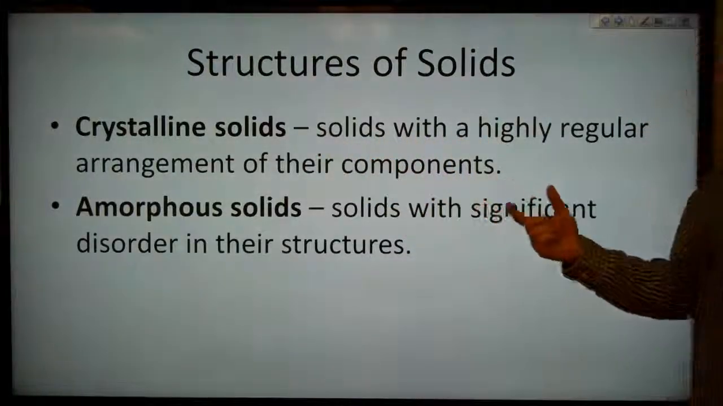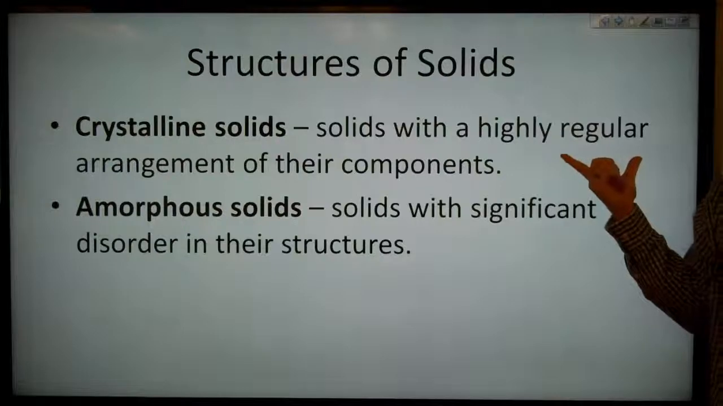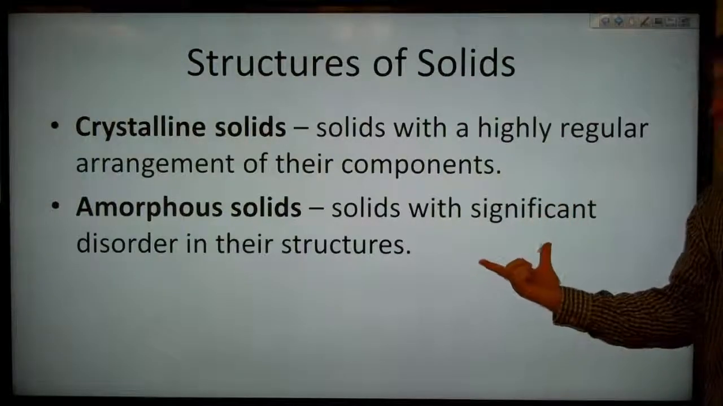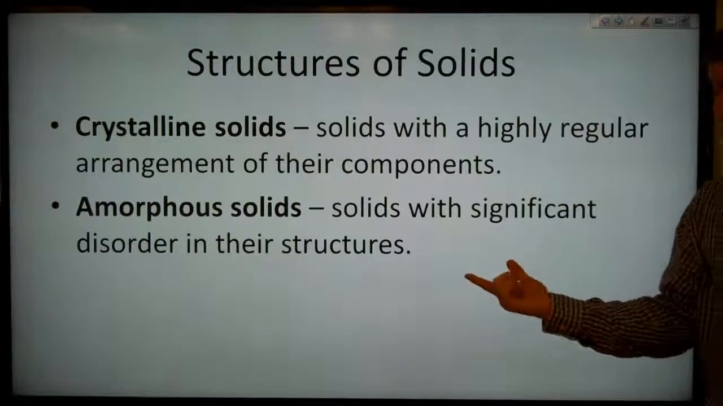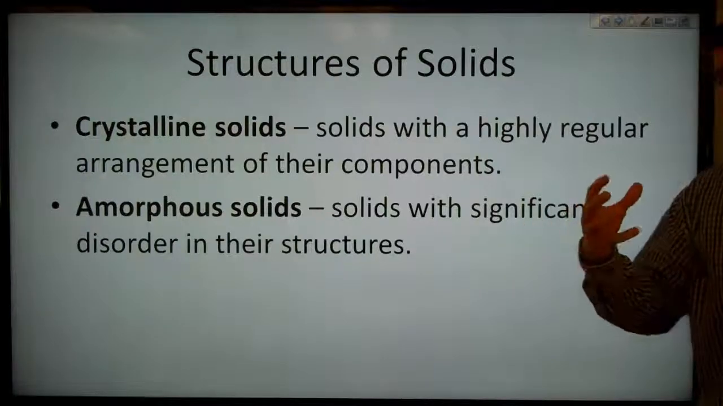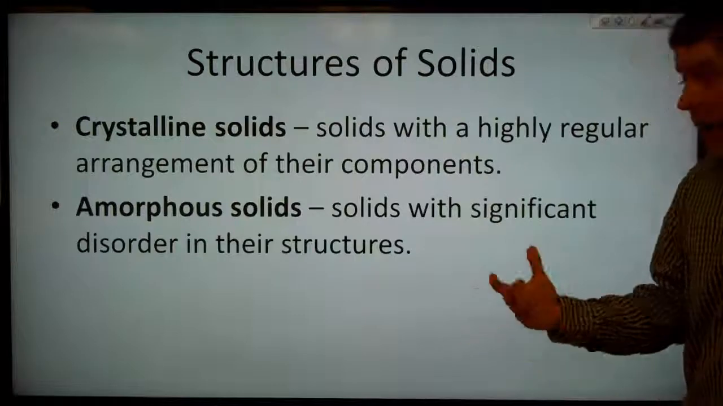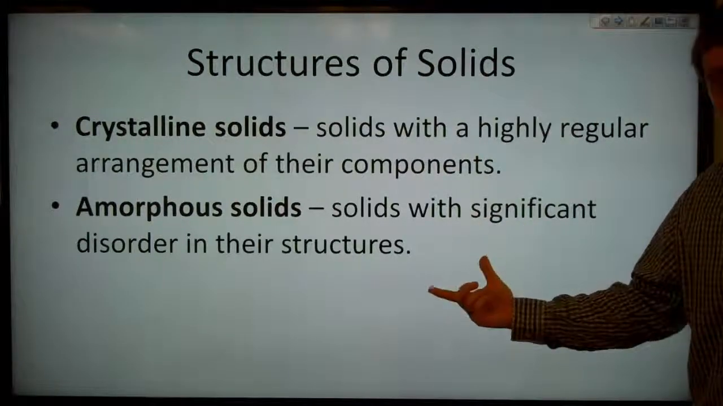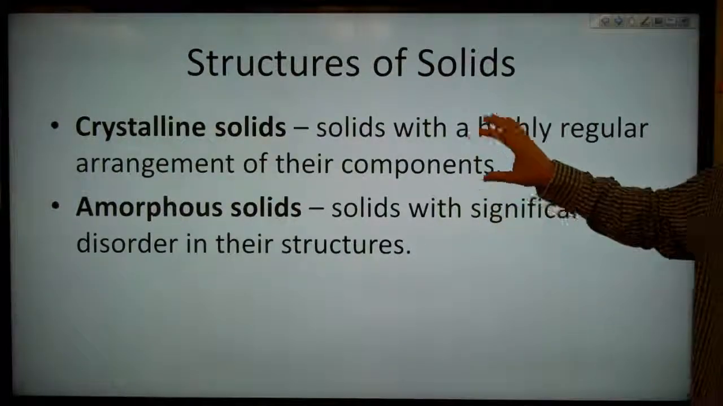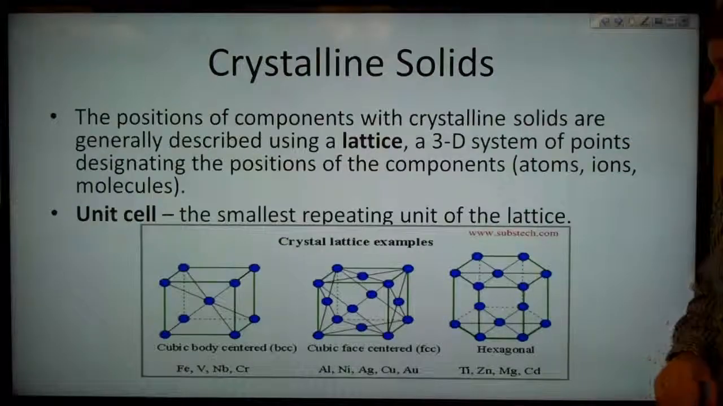So crystalline solids are solids with a highly regular arrangement of their components, and amorphous solids are solids with significant disorder in their structures. There may be some similarities with what's going on there, but there's still a significant amount of disorder within their structures. You don't have this nice crystalline arrangement of particles.